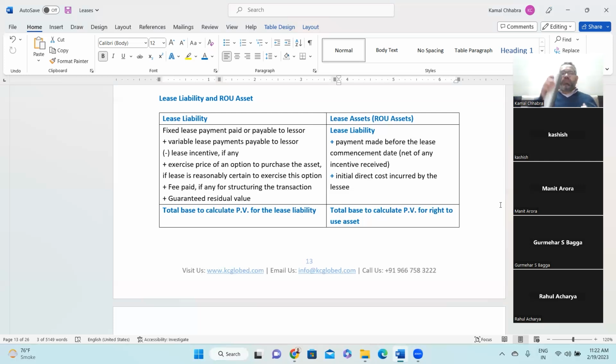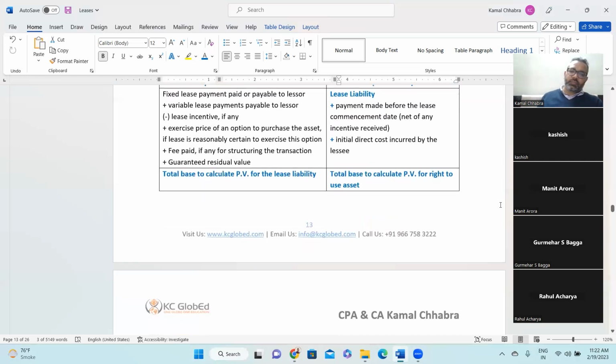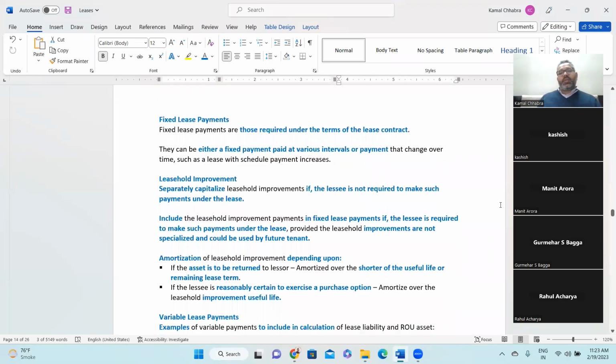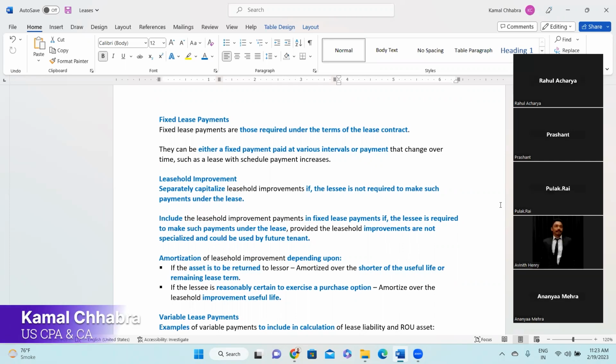So, sir, in the books of the lessor, lease liability is equal to account receivable. Yes, understood, sir. Cool. So now let's understand. In the lessee's books, it's against accounts payable. For them, it's an asset and the lease liability.